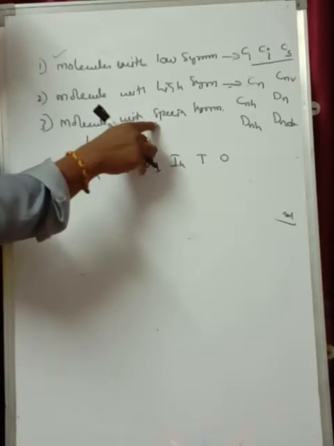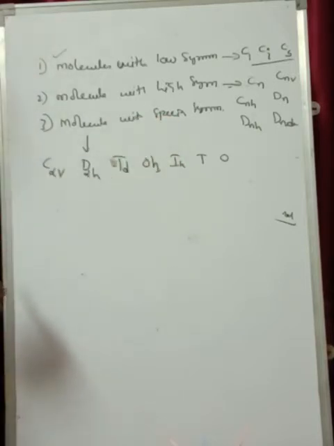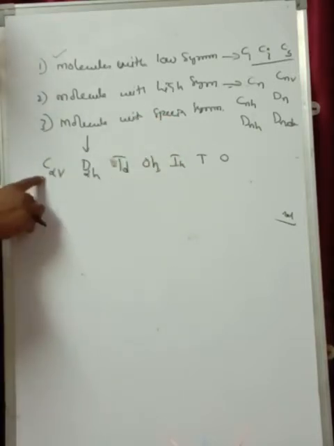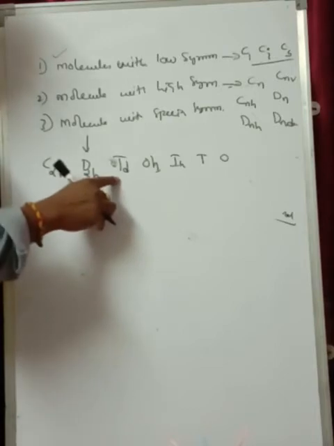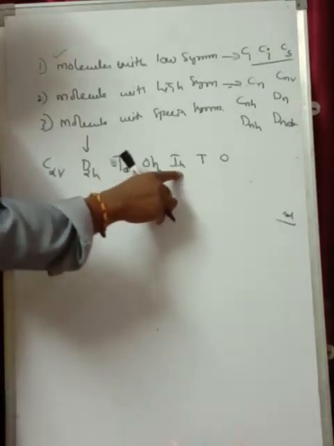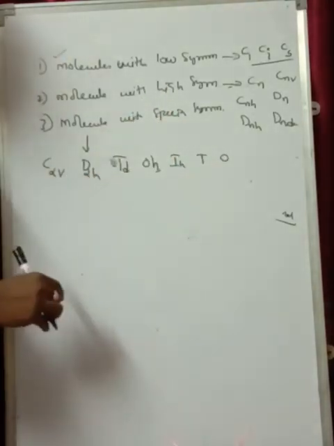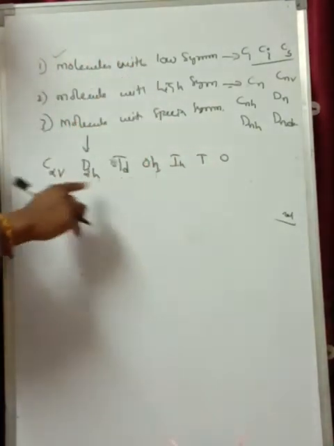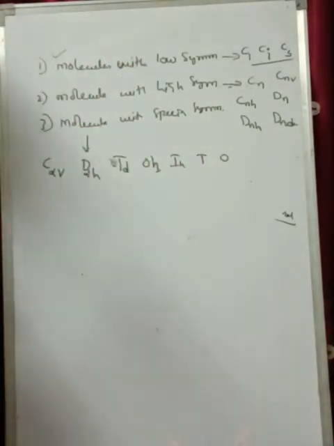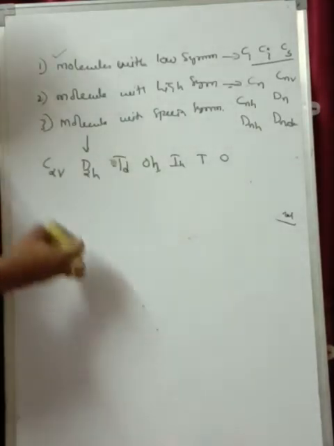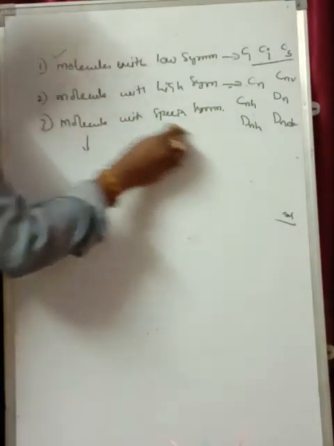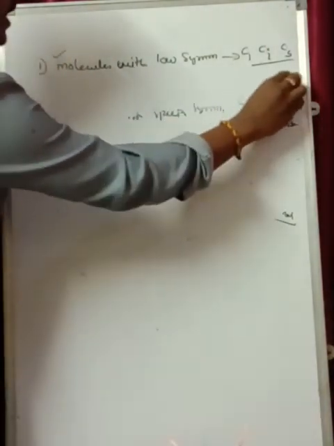Whereas molecules with a special type of symmetry have special types of structures: C infinity V, D infinity H, tetrahedral, octahedral, icosahedral, T and O point groups. So this is the brief classification of the point groups based on the number of symmetry elements present in the molecule. Now let us continue with the molecules with low symmetry elements.